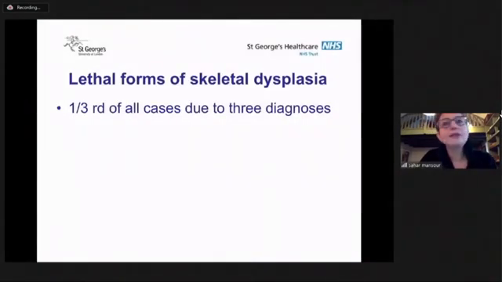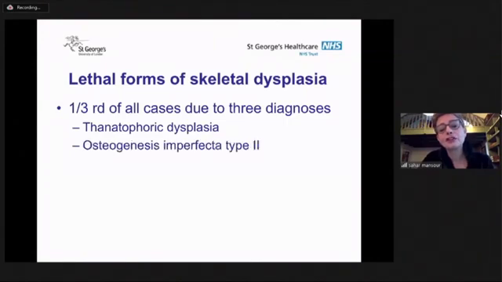So there are a few take-home messages from this talk. One of them is that if you see a lethal skeletal dysplasia, you only really need to think of 3 main conditions, and they account for 1/3 of all these cases. So if you guessed one of these, you would have a reasonable chance of being correct. The 3 most common lethal skeletal dysplasias are thanatophoric dysplasia, osteogenesis imperfecta type 2, which Aris has covered, and achondrogenesis type 2. There are lots and lots of others, but these are the top 3.